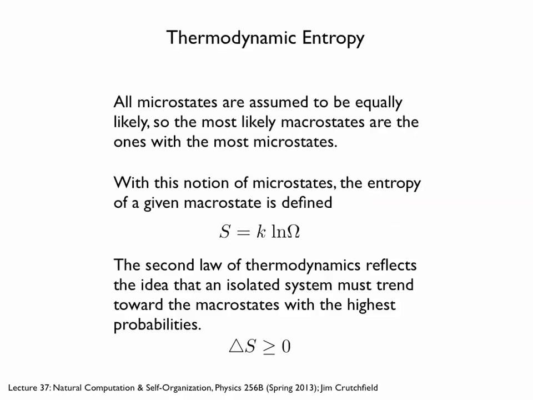With those microstates, we often assume that each of those microstates is equally likely. So the most likely macrostates end up being the macrostates with the most microstates. And with this notion of microstates, we can define this quantity entropy, which we label S, as Boltzmann's constant, k, times the log of the number of microstates. The second law of thermodynamics basically reflects the fact that you're going to tend towards the most likely macrostate, meaning your system's going to evolve towards the macrostates which have the most microstates, which means that the log of the number of microstates should always be increasing, meaning that your change in entropy should be positive for any isolated system.